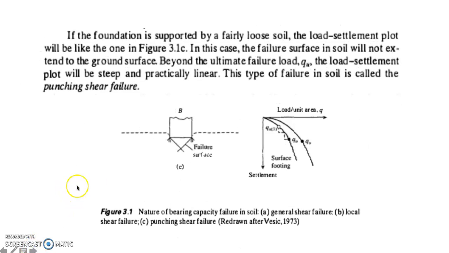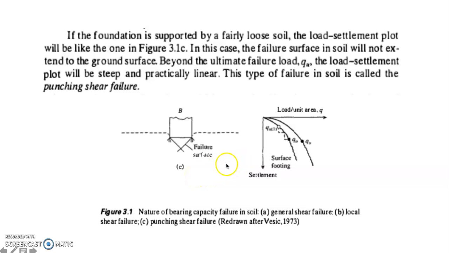The last one is our punching shear failure. So this is an illustration for our punching shear failure. If the foundation is supported by a fairly loose soil, the load settlement plot will be like what is shown in this figure. In this case, the failure surface in the soil will not extend to the ground surface. Beyond the ultimate failure load Q sub U, the load settlement plot will be steep and practically linear.